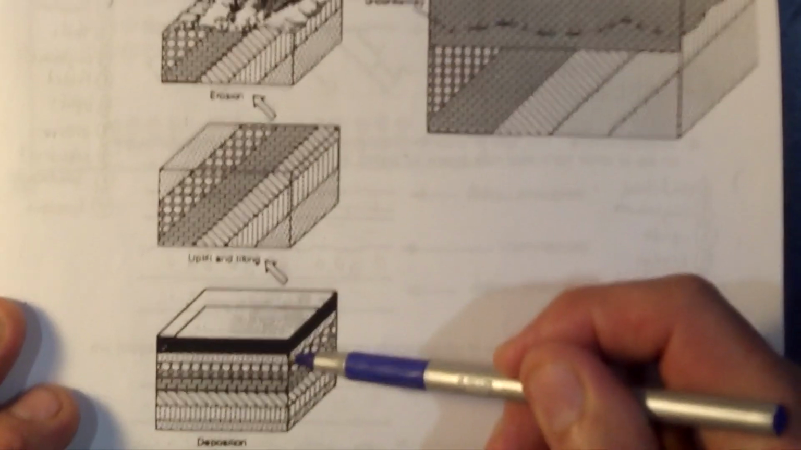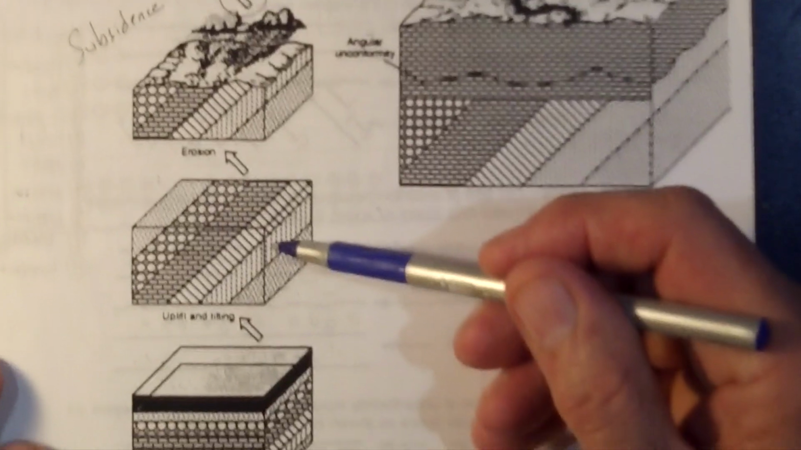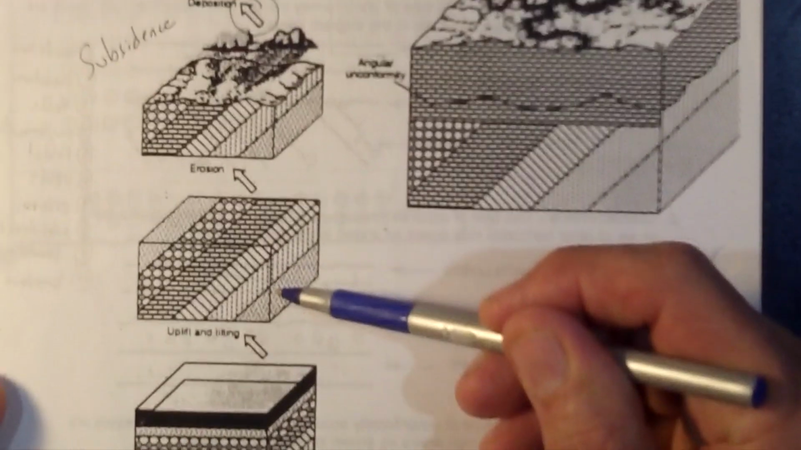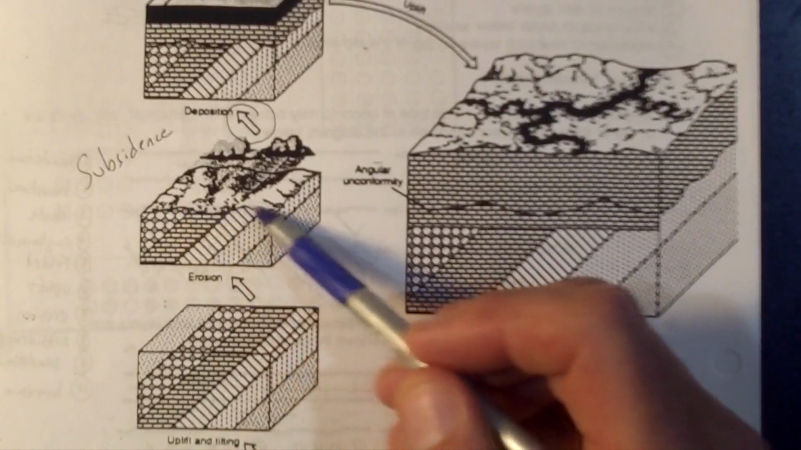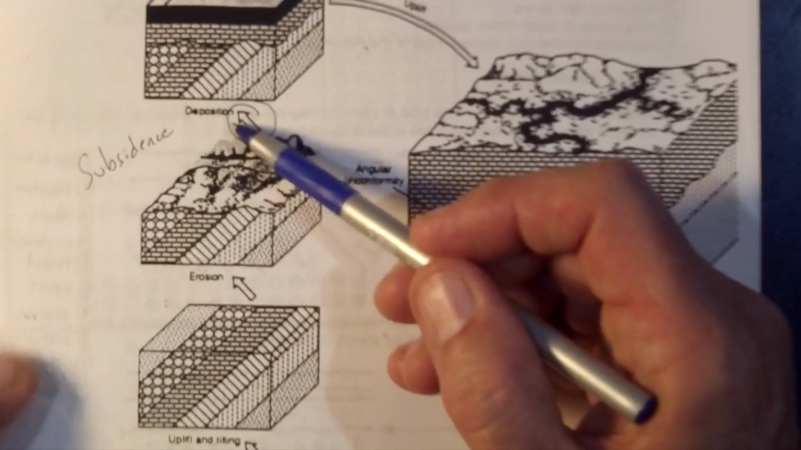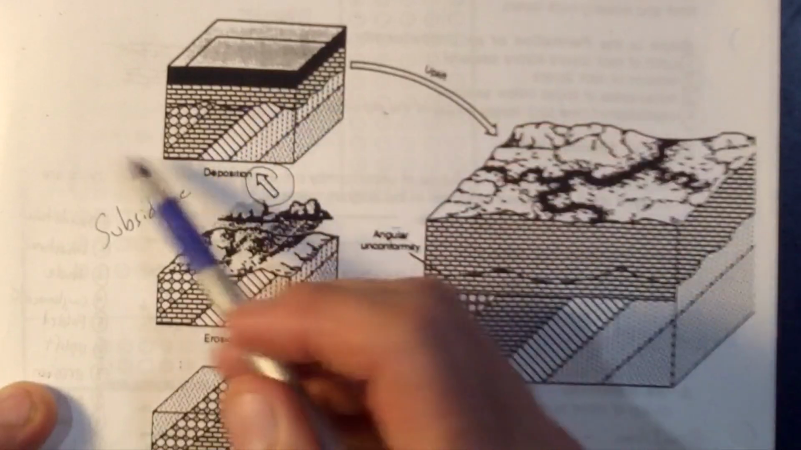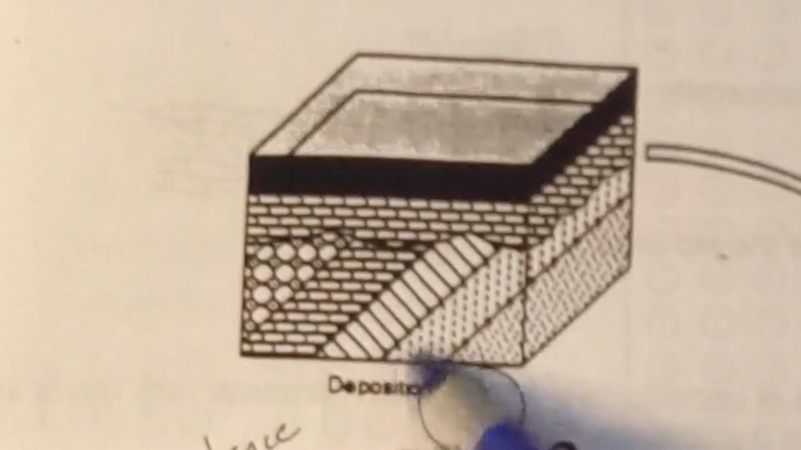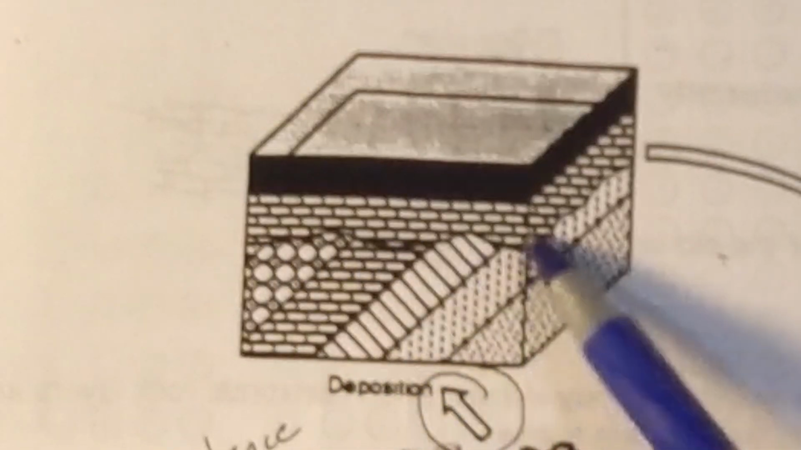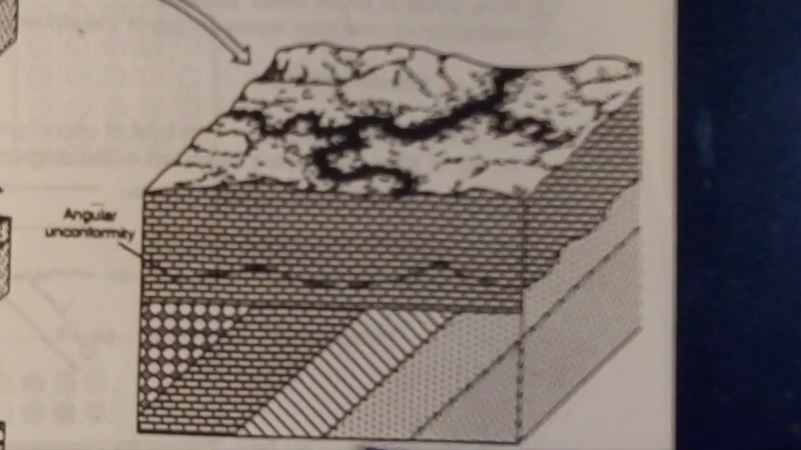Here's your layers here. There was some uplifting, some tilting went on right over here. After that, the top of that was eroded away. Then we had a period of subsidence. We get some new layers deposited on there. This is the angular unconformity. You can see that because this area was truncated, and that's going to be locked in the rock record.